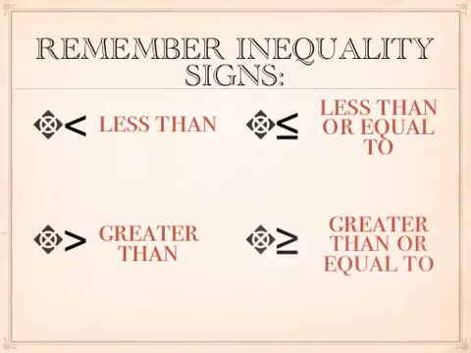If you remember, when you're graphing inequalities and you just have a less than or greater than symbol without a line underneath it, your circle is going to be open. And when you have the less than or equal to or greater than or equal to, your circle is going to be closed at the point.